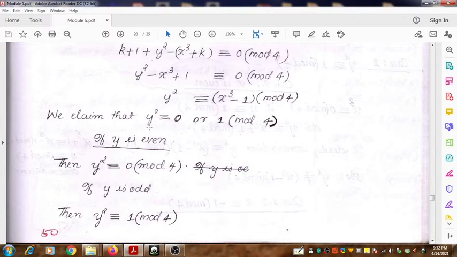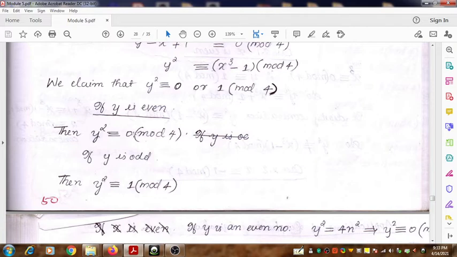It's because we are trying to obtain integer solutions for the equation, so y must be an integer. Therefore, whatever integer you take and square it, we want to show that it is congruent to either 0 or 1 mod 4. For doing that, suppose y is even. Then clearly y square is congruent to 0 mod 4.